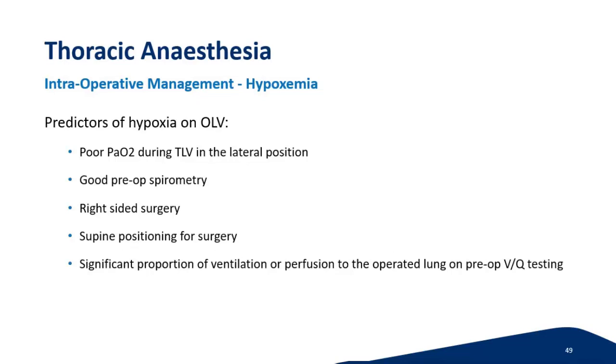Predictors of hypoxemia during OLV include the following. Patients having right lung surgery or surgery in the supine position are at increased risk of hypoxemia. Other indicators include poor oxygenation during two-lung ventilation in the lateral position, good pre-op spirometry, young and healthy patients, and cases with a significant proportion of ventilation or perfusion to the operated lung are other predictors of hypoxemia on OLV.